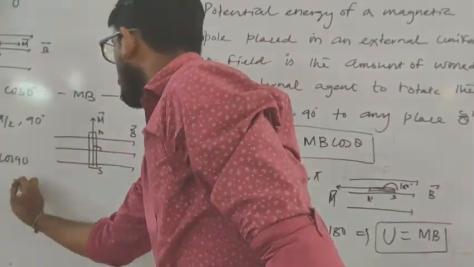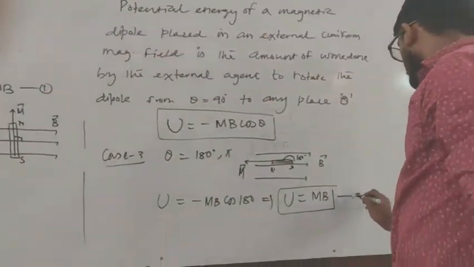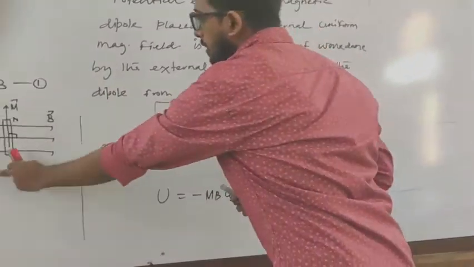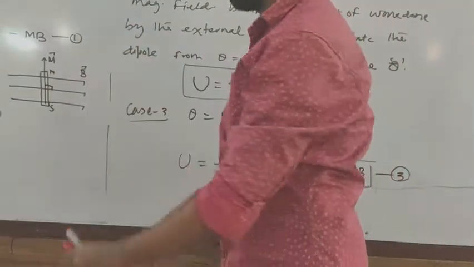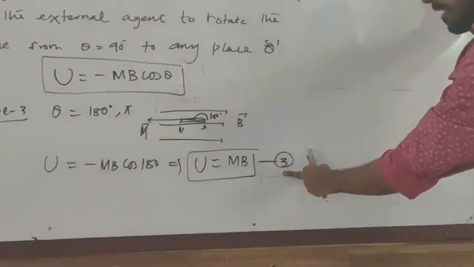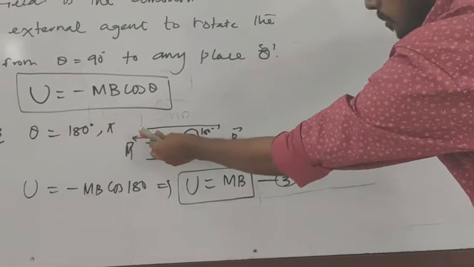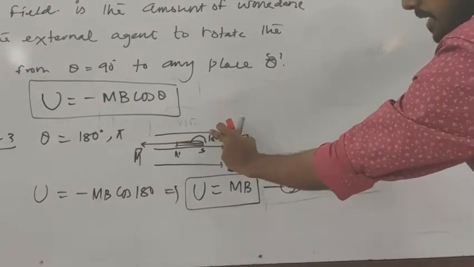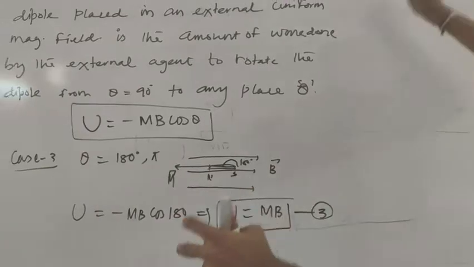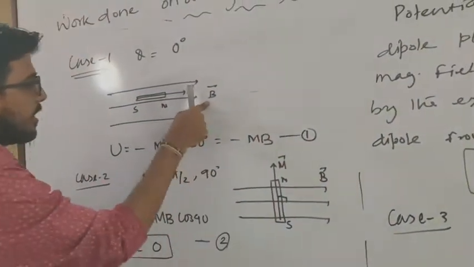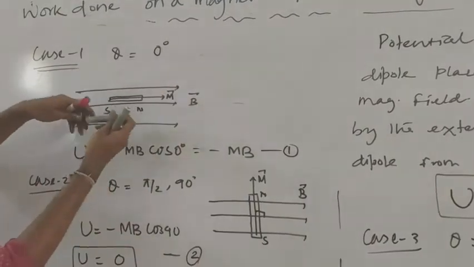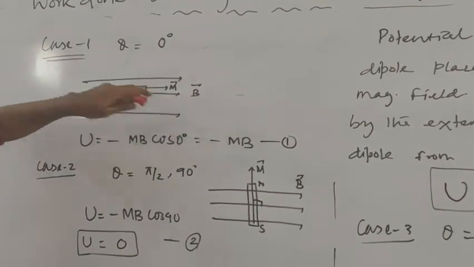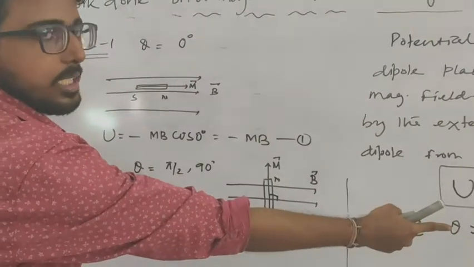Okay, so this will be equation 2 and this is equation 3. So from equations 1, 2 and 3, we conclude that the potential energy is maximum when the angle between the magnetic dipole moment and the external magnetic field is 180 degrees, and it is minimum when the angle between them is 0 degrees. That means when both M and B are along the same direction, the potential energy is minimum, and when both are in opposite directions, the potential energy is maximum.